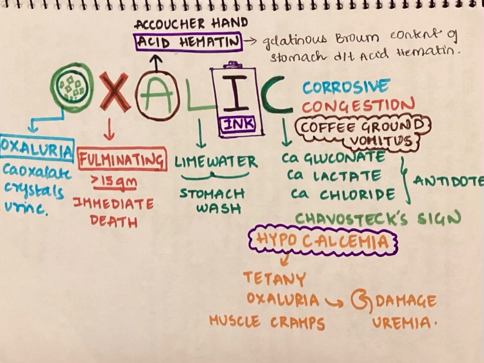And L stands for lime water, which is used in stomach wash. I stands for ink, forgery, illegal ink removal. And C stands for corrosive poison, congestion of internal organs, coffee ground vomitus. If you don't remember any other symptom, just remember coffee ground vomitus. And the antidote is calcium chloride, calcium lactate, calcium gluconate, Chvostek's sign, hypocalcemia. So these are the features of oxalic acid poisoning. Bye.